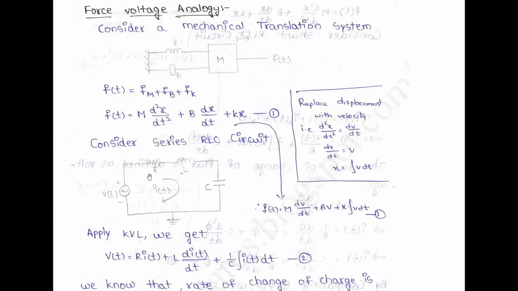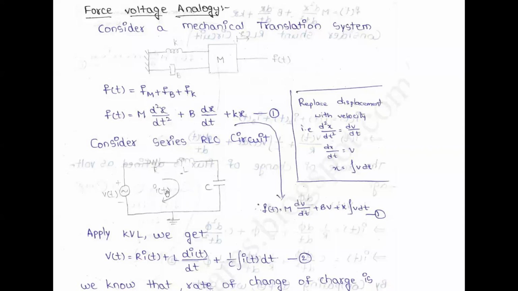B is replaced by resistor, K is replaced by capacitor, M is replaced by inductor. So the three elements are connected in series. Draw the three elements, RLC, in series. You apply the KVL in this loop.